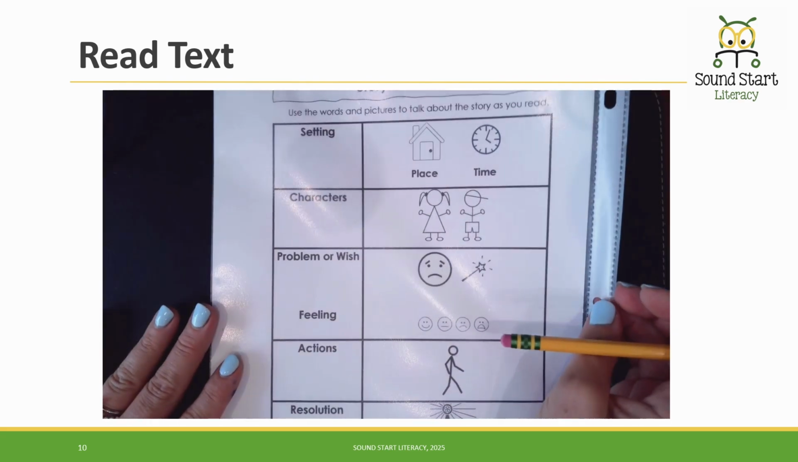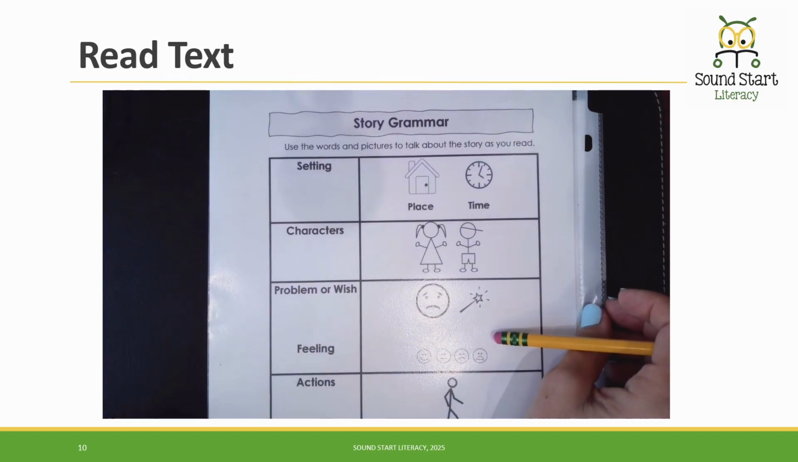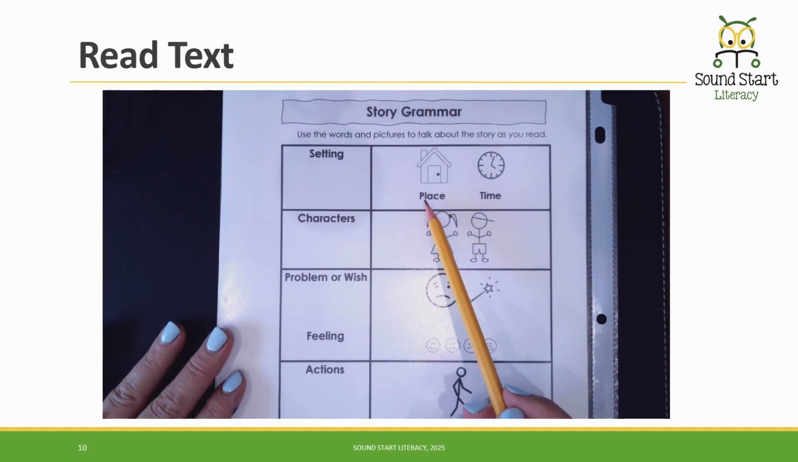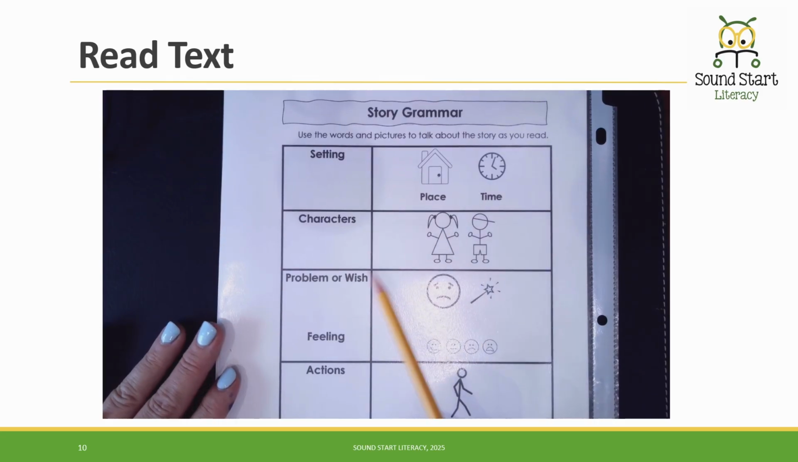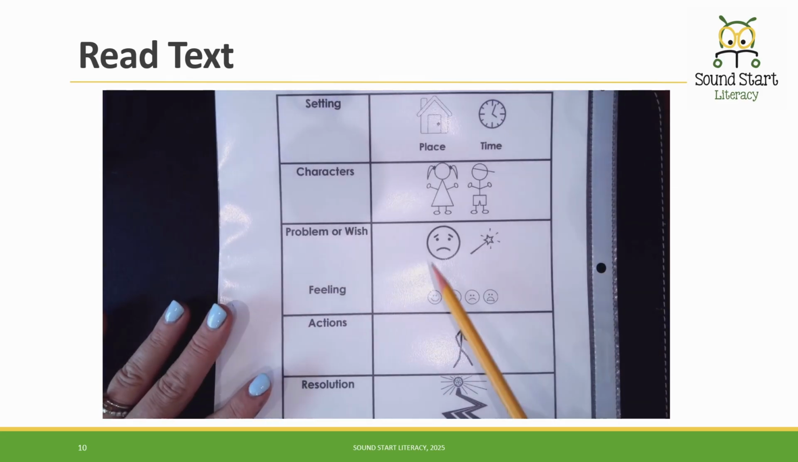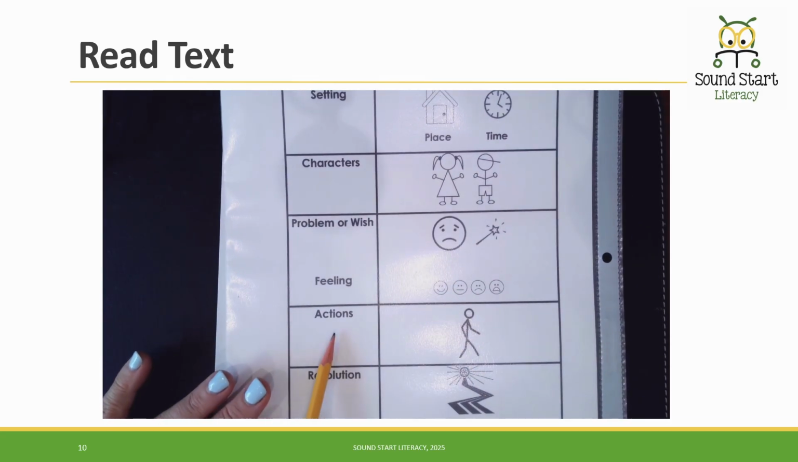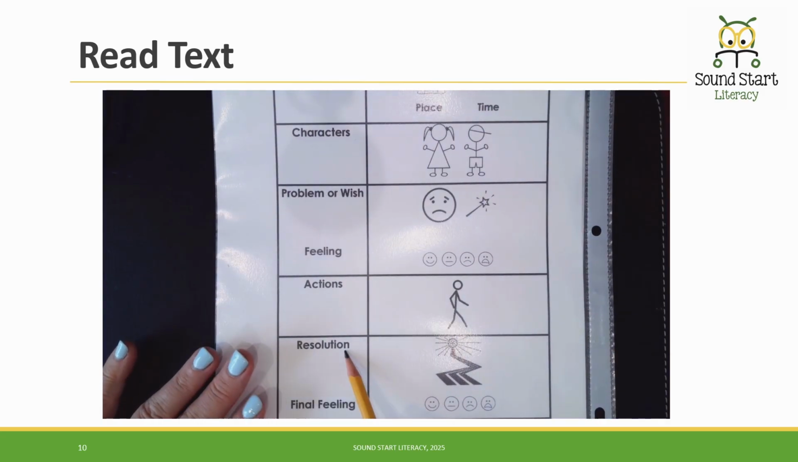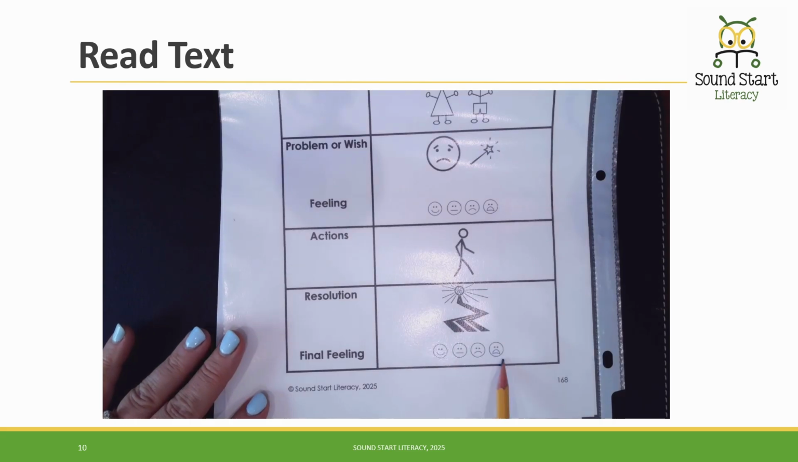Now, just to talk a little bit about what the story grammar is, it's a little chart that you can use to help you talk about the structure of a narrative story. So stories will have a setting, which includes a place and a time. Time isn't always included, but there's always some sort of place. Characters, a problem or a wish, a feeling, so usually the character has some sort of feeling about the problem or wish. There might be an important action or actions that happen, and then also the resolution of what happens at the end of the story and the final feeling of how that character feels.